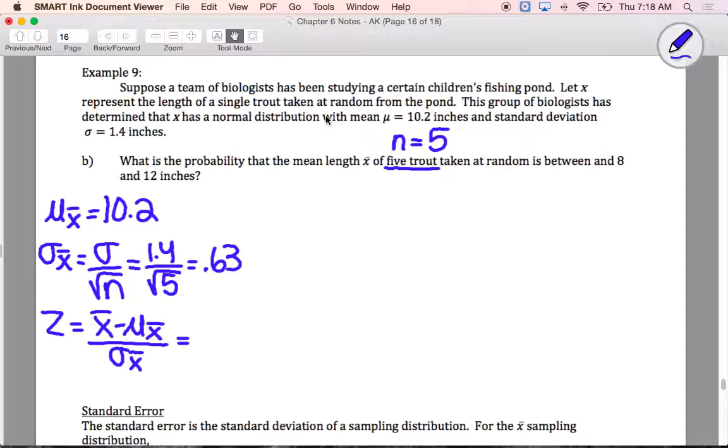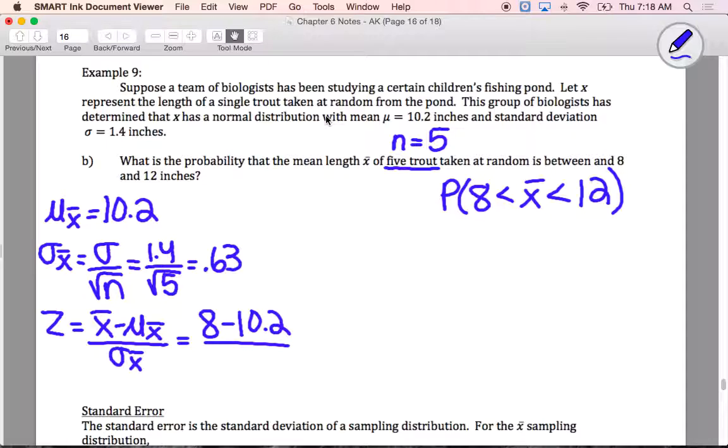So we're still looking at our probability between 8 and 12, but now it's x bar because we're taking the average of those 5 data. So I'm still going to go through this just like I did my last problem, except now x bar is 8 instead of x. I've got 10.2 for my mu. Now sigma has changed, so 0.63. When we do that, we get negative 3.49.